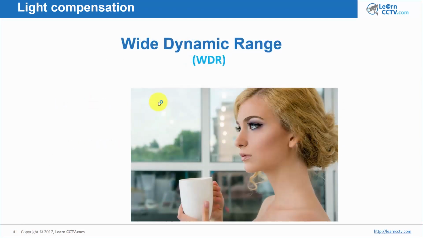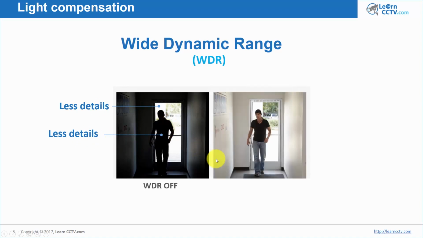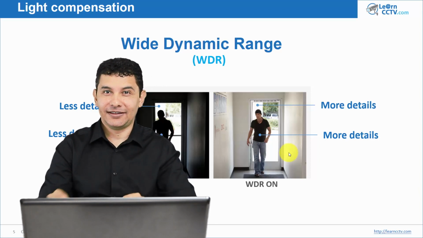So I can use BLC for this situation. And here, let's see another example. I have wide dynamic range. In this situation, I want to see what's outside, my area of interest outside, and I also have the area of interest inside. I have to see both outside and inside. Then I can use WDR, wide dynamic range. Here is an example of the use of wide dynamic range. It's off in this situation, so I cannot see details outside and I cannot see details inside. It's a pretty bad image. Then I turn on WDR and I can see more details outside and also more details inside. So WDR is a better technology for this situation. I want to see outside and I want to see inside.